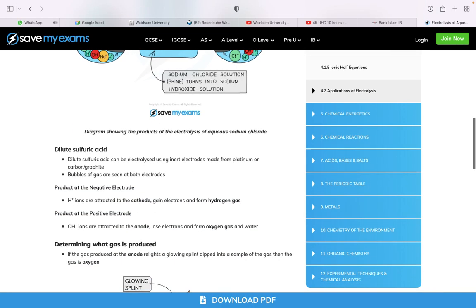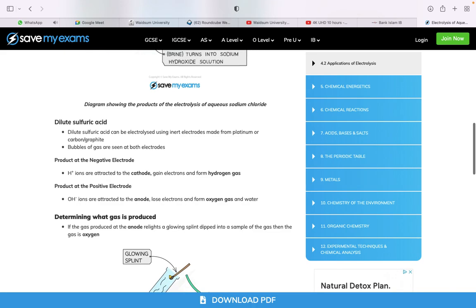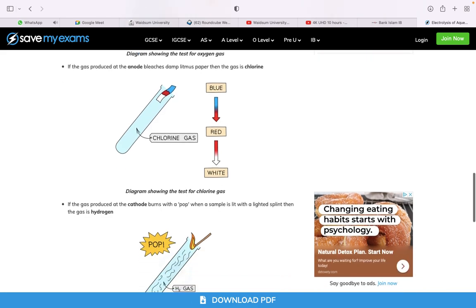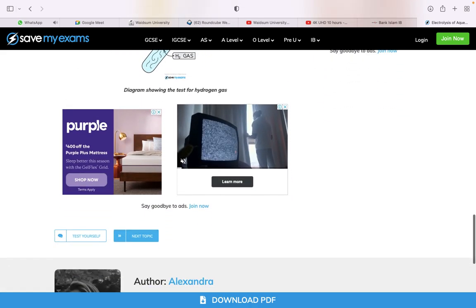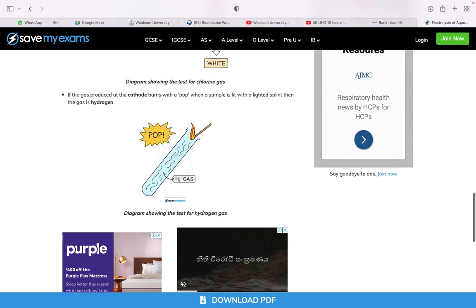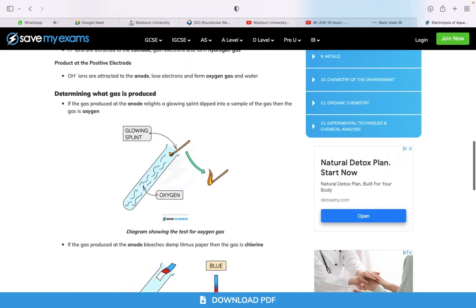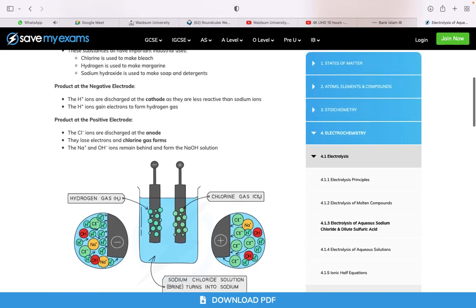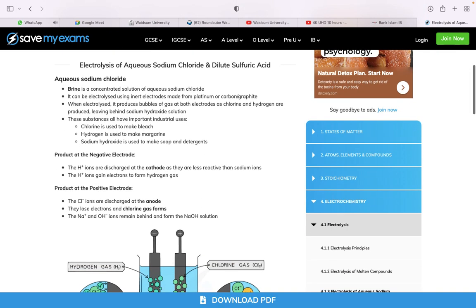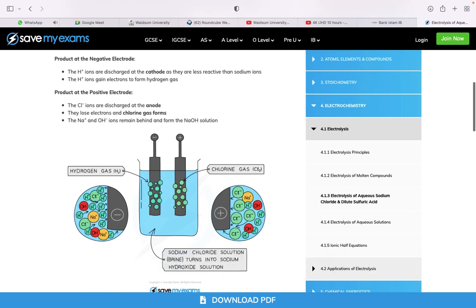Now let's take a look at the dilute sulfuric acid. I will stop after this particular one. I think after this one, this section will finish. The next section will be 4.1.3, right? We're in 4.1.2, right? Okay, we are doing 4.1.3 now. Next session will be 4.1.4.